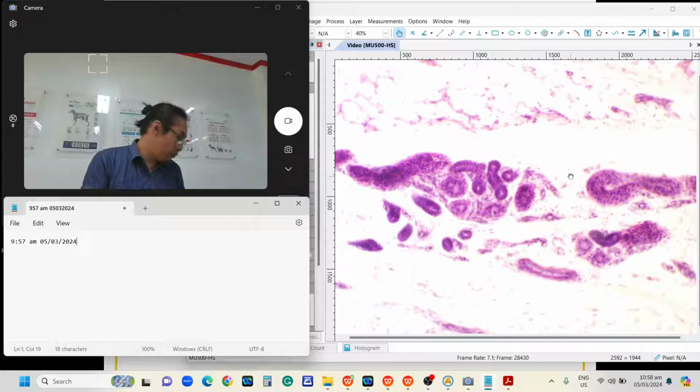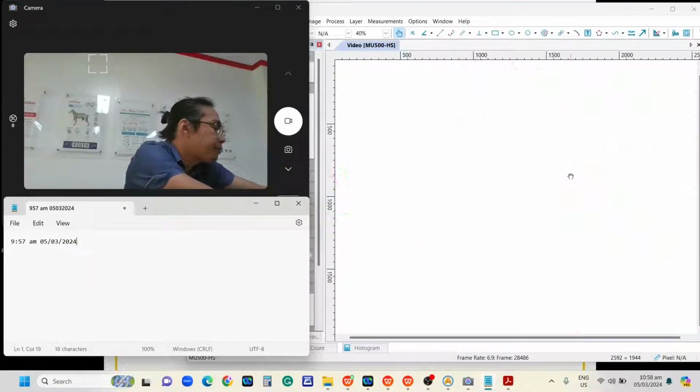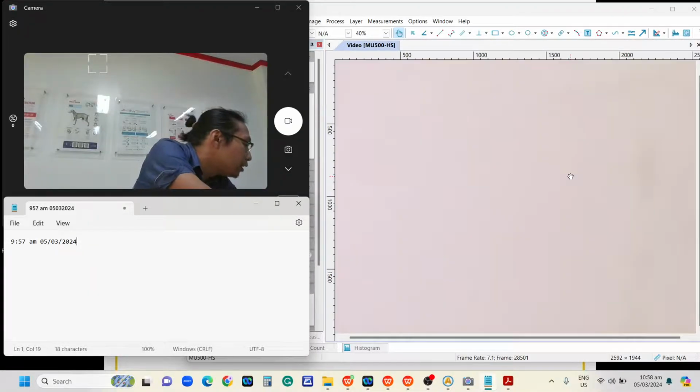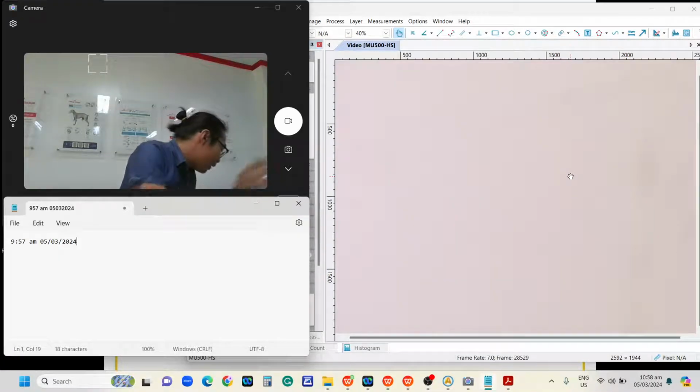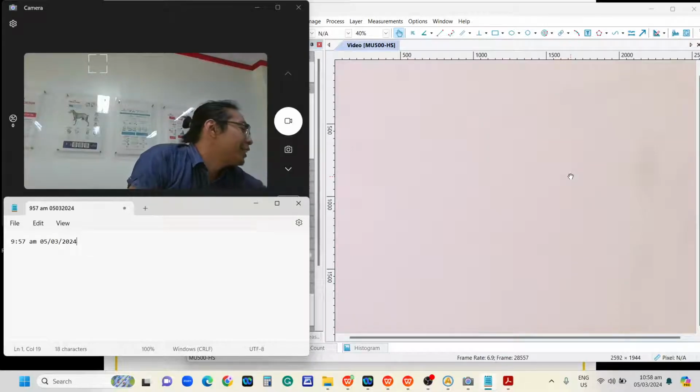So again, a simple coiled tubular gland. Now, let's move on to a simple branch tubular gland. Simple branch tubular gland. Let's use the duodenum.